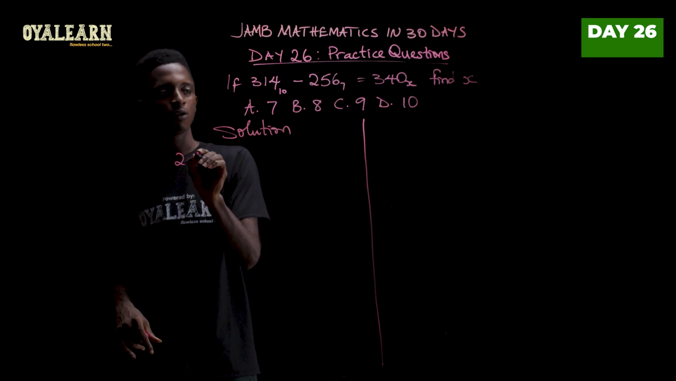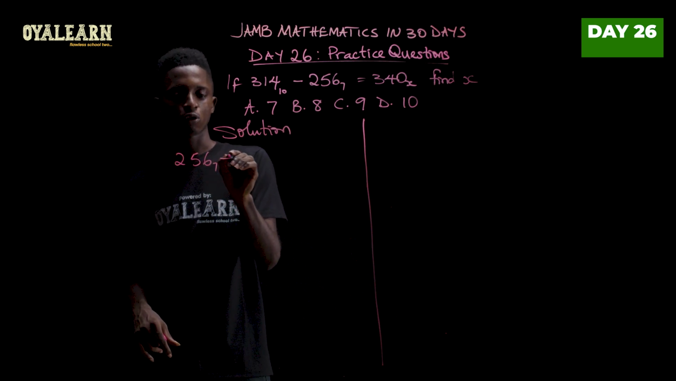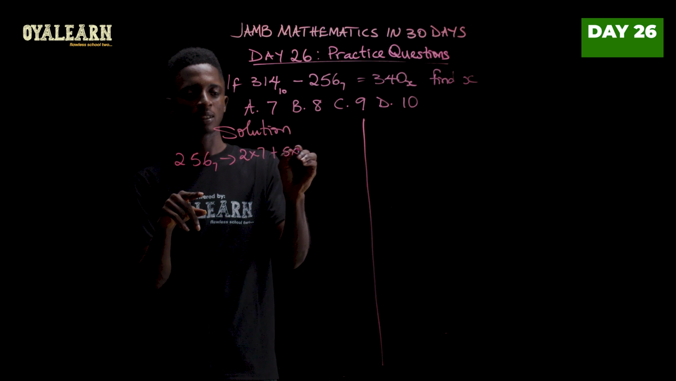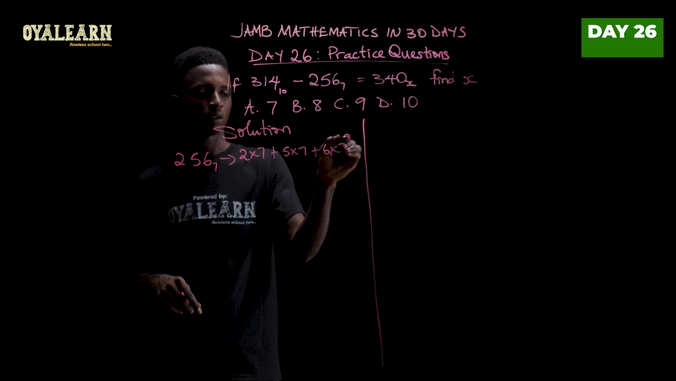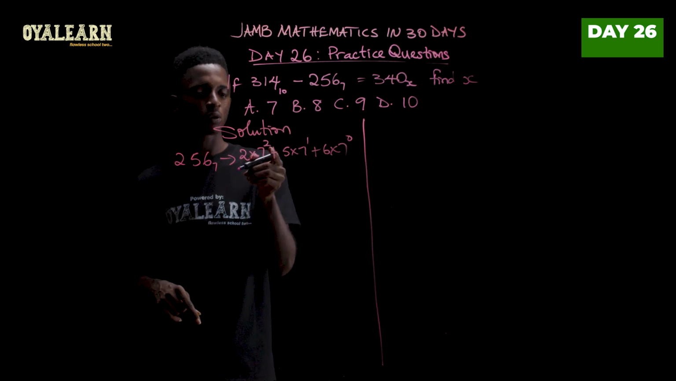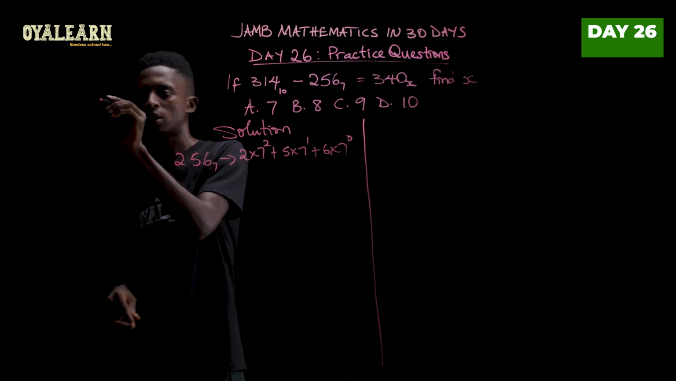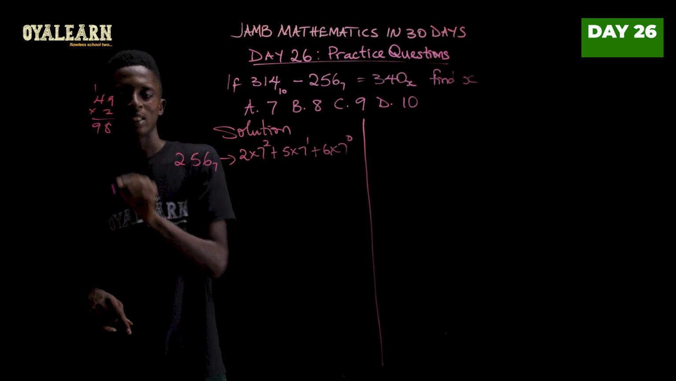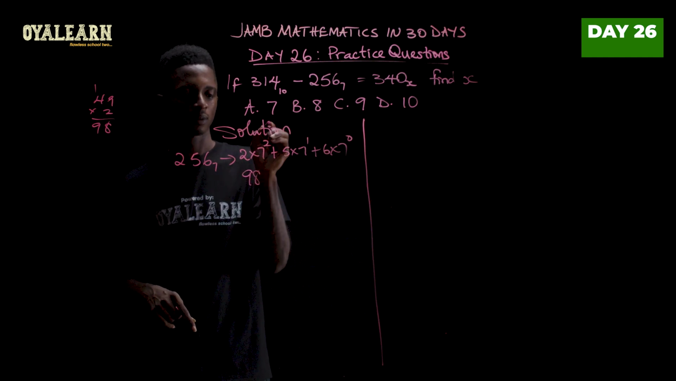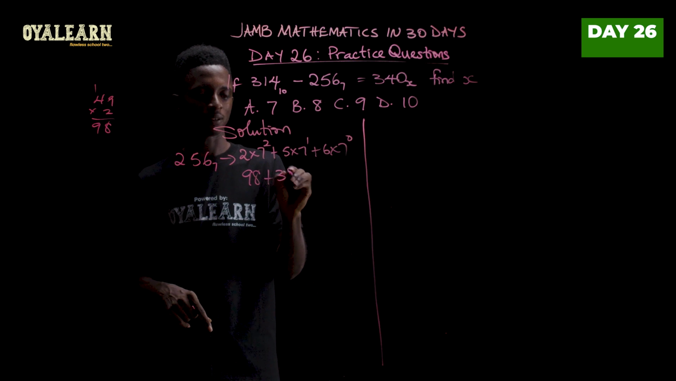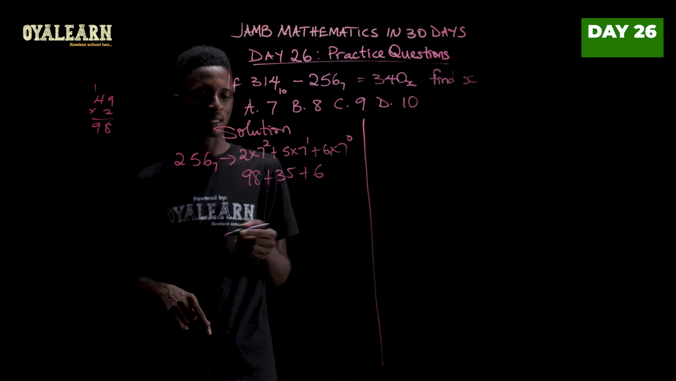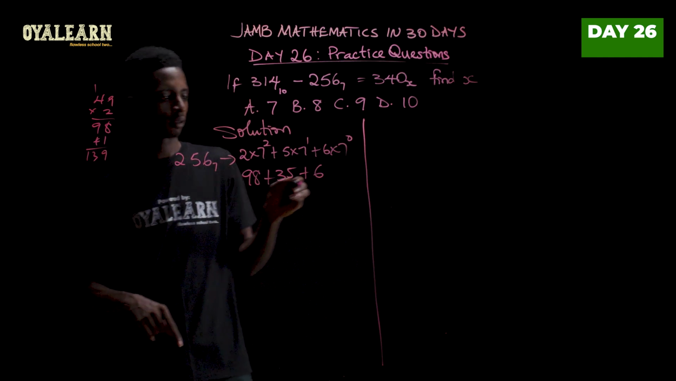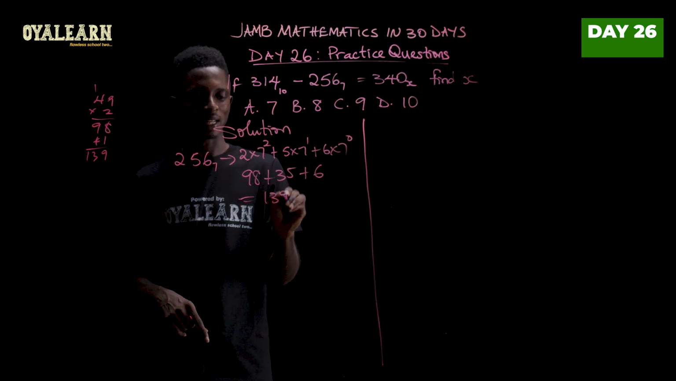So 2, 5, 6, base 7 to base 10. That will mean we are having 2 times 7 plus 5 times 7 plus 6 times 7. So this is 0, 1, 2. This will give us 49. And 49 times 2 would give us 98. 98 plus 5 times 7, that's 35, plus 6 times 1, that's 6. So let's add it together. So what we have here is 139 base 10.